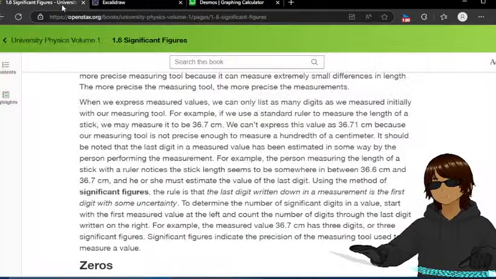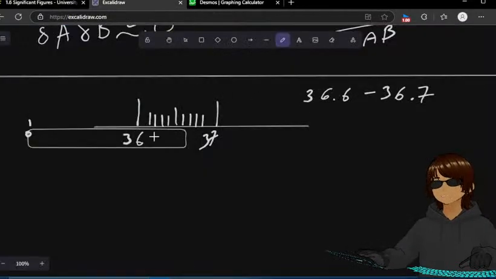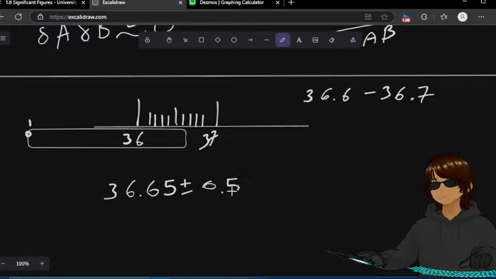He or she must estimate the value of the last digit using the method of significant figures. The rule is that the last digit written down in a measurement is the first digit with some uncertainty. So we are certain that it's in between 36.6 and 36.7. So this is the lower, this is the upper. This part we are certain about. So we can write this as 6.5 plus or minus centimeters. You can write it like so. The last digit has the uncertainty.